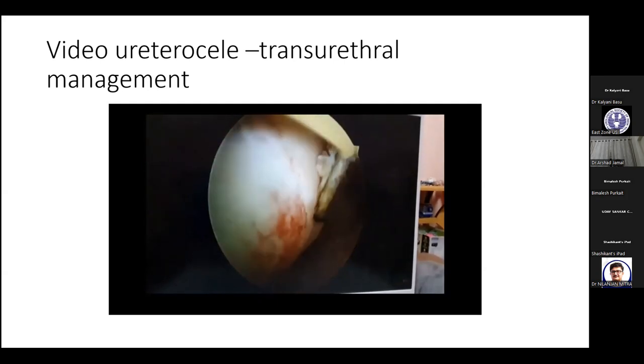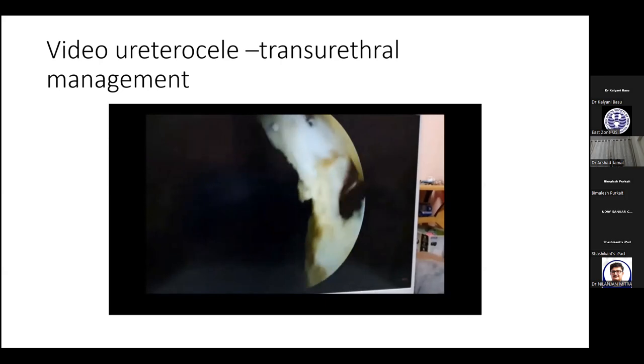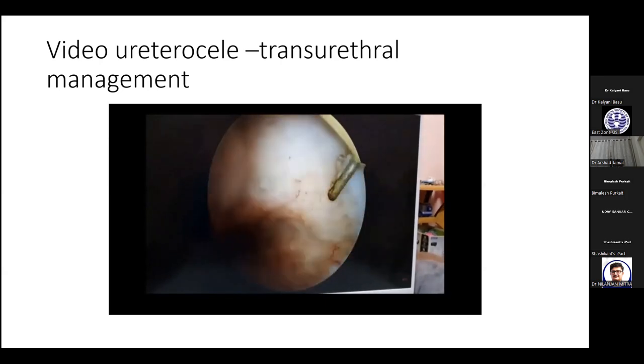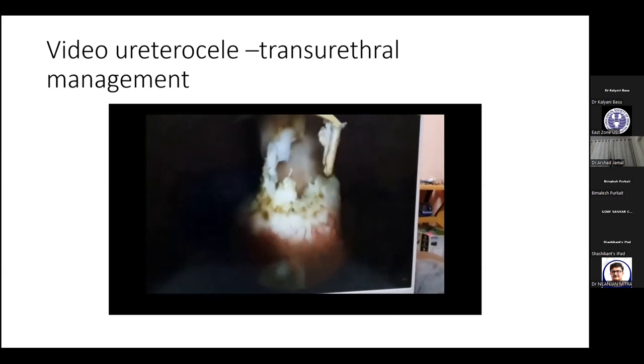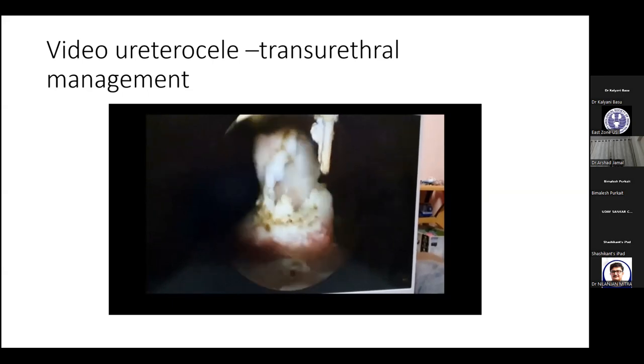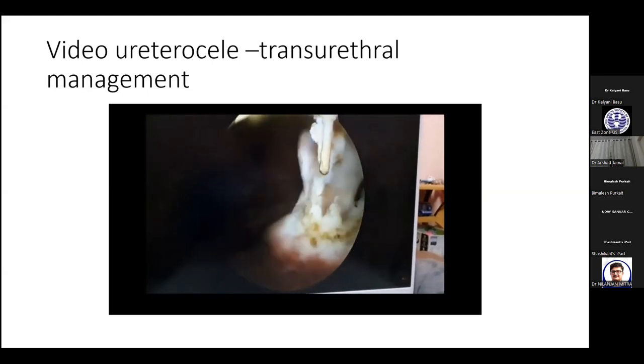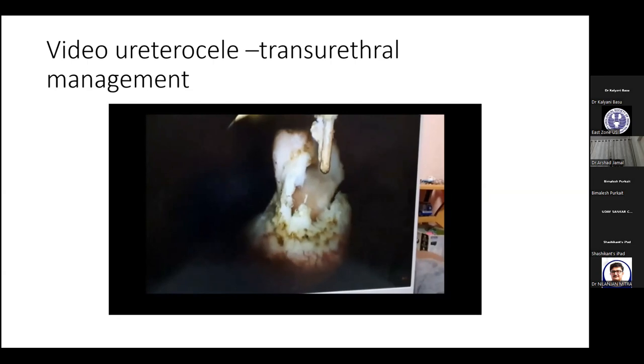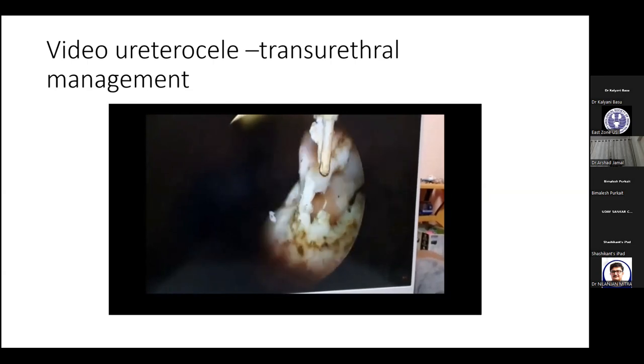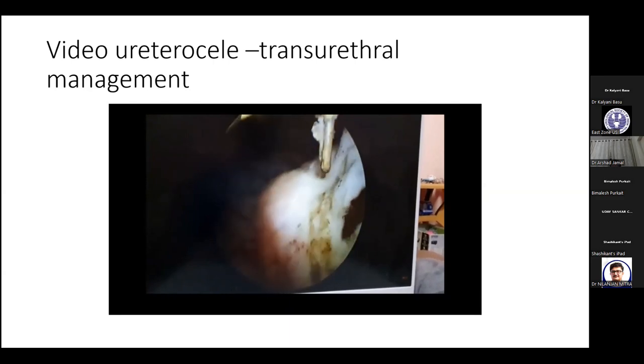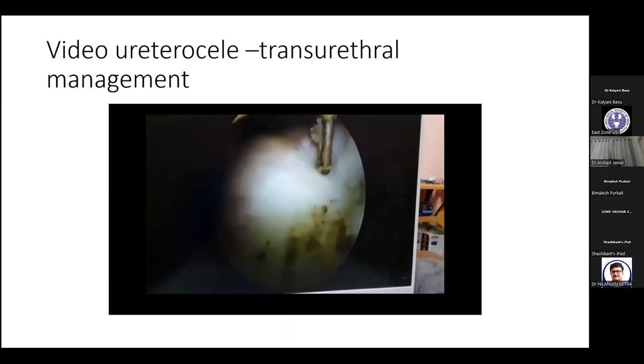I think the next program is on the next day, that is on Sunday, from 10, is it? Yes, 10, sir. Pyeloplasty procedures and re-implantation procedures. Posterior urethral valve you have covered. Posterior urethral valve, pyeloplasty and re-implantation.